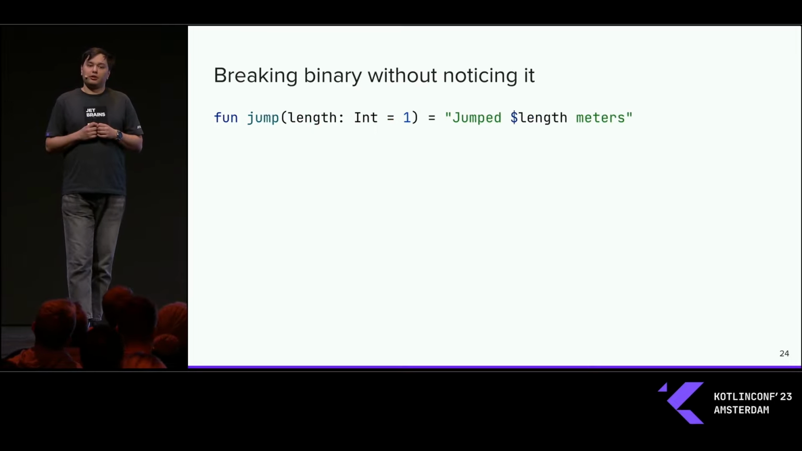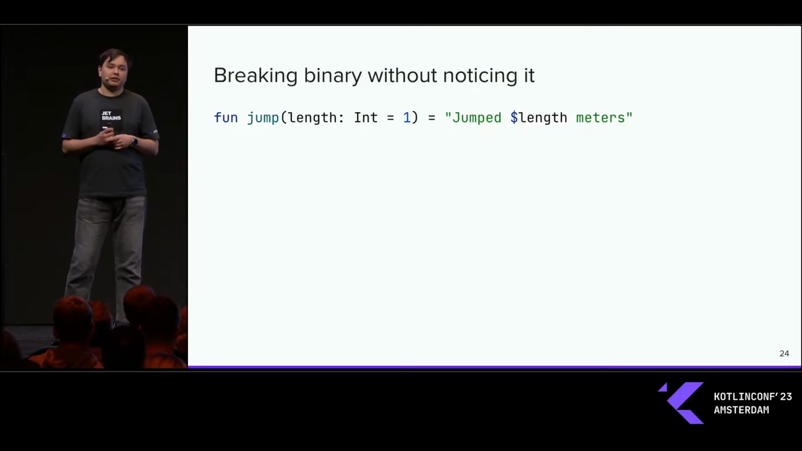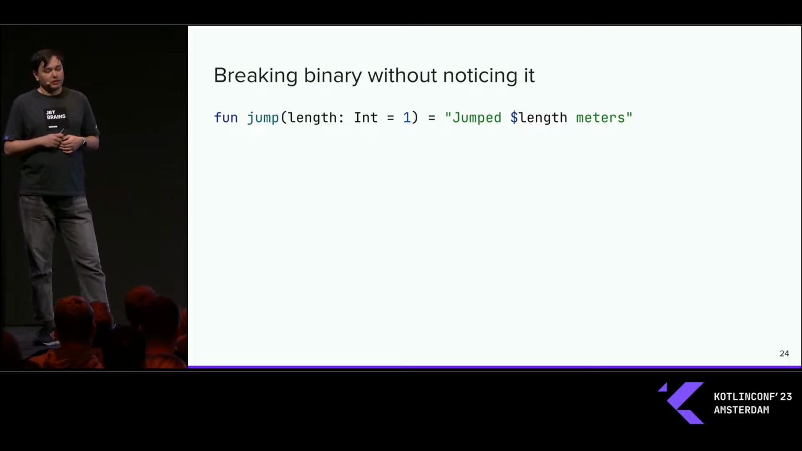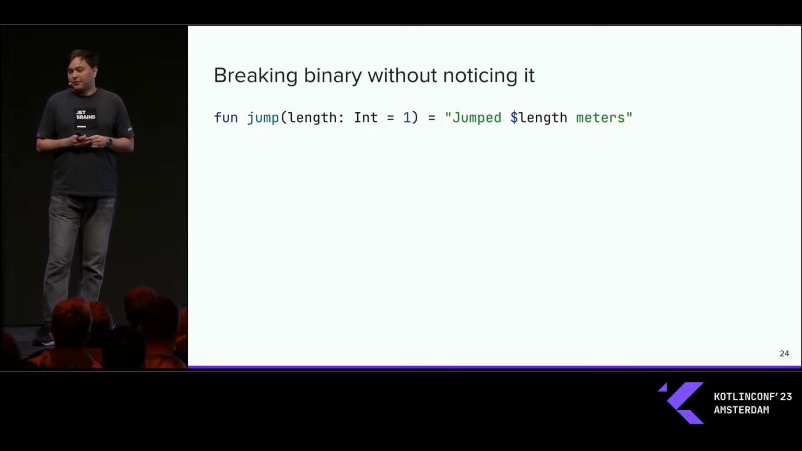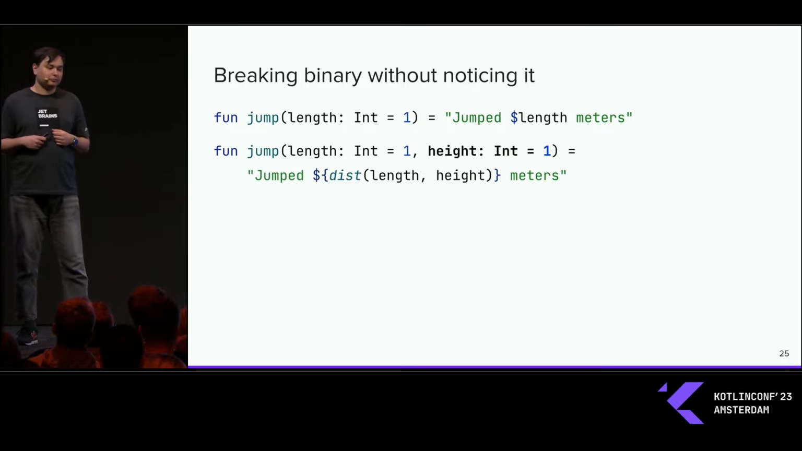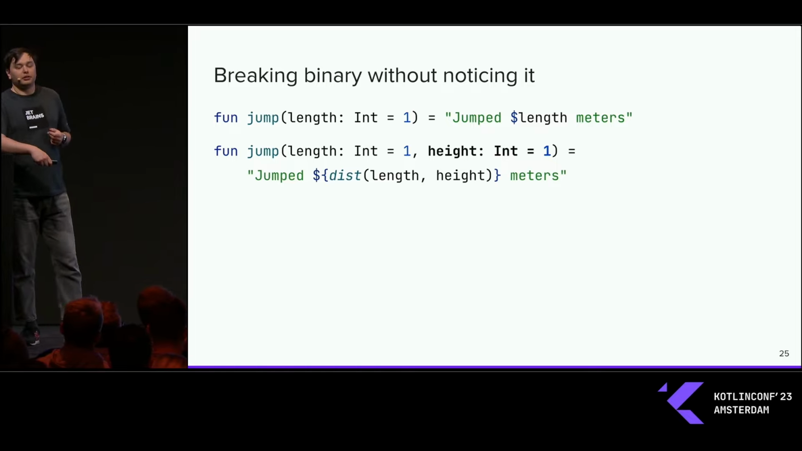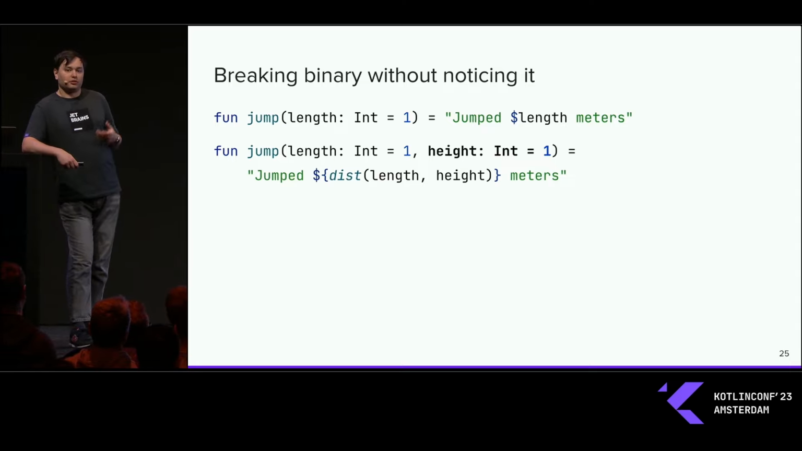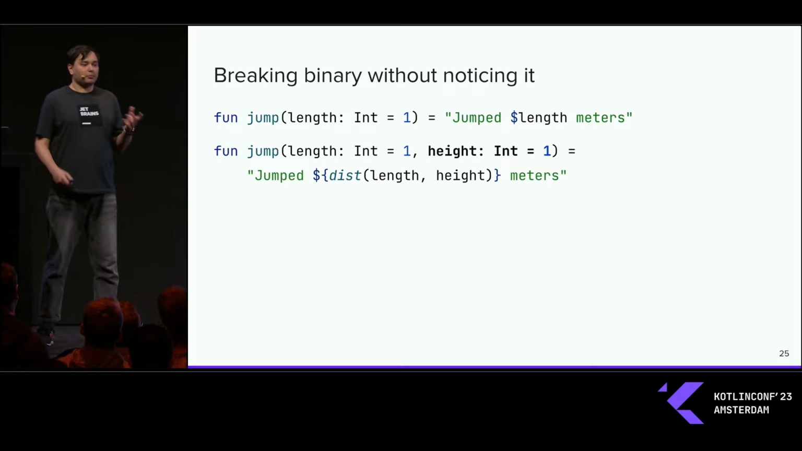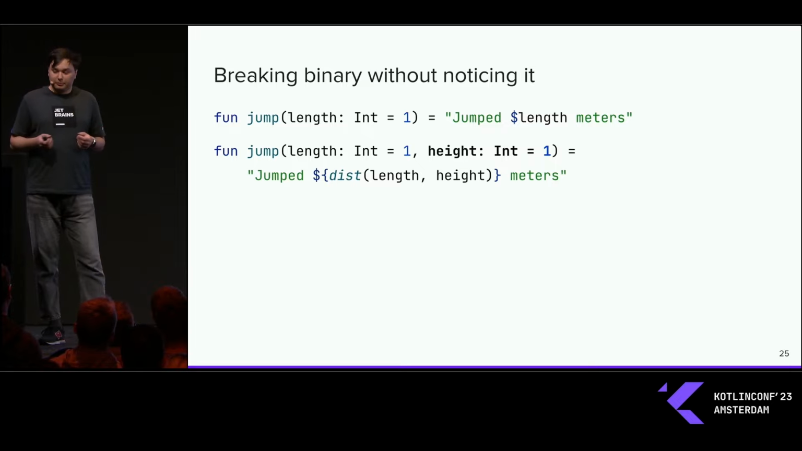Now let's try to do the opposite. Let's try to break binary compatibility without noticing it. Unfortunately, it is easier to do this. So if we had a function jump with a default parameter length, we may try to add a new parameter to it, also with a default value. So now we have jump from length and height. We know that if somewhere in our code there was a call to the jump function, we do not need to change these calls, because the compiler will insert a new value for the new parameter automatically.